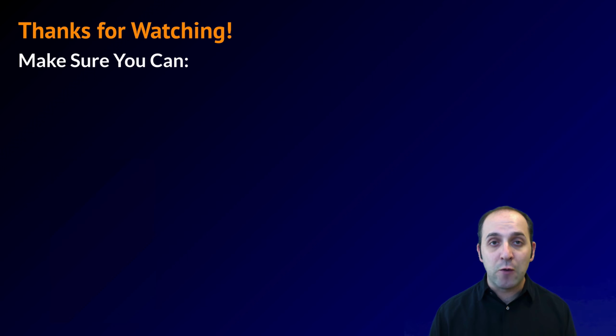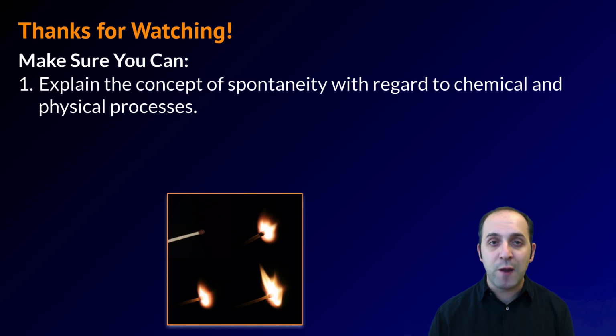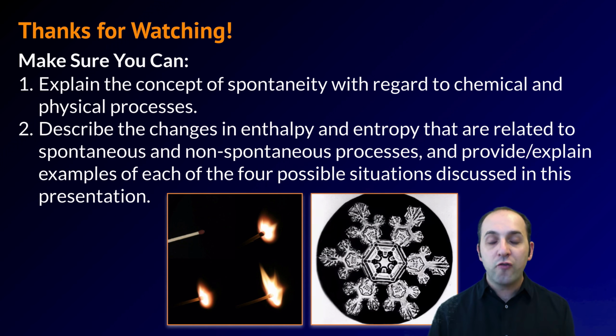Make sure you can do the following things here at the end. Make sure you can explain the concept of spontaneity with regard to chemical and physical processes. Also make sure you can describe the changes in enthalpy and entropy that are related to spontaneous and non-spontaneous processes, and give explanations and examples of each of the four possible situations that we talked about in this presentation. If you can do those things, you're doing great. If not, that's okay too.